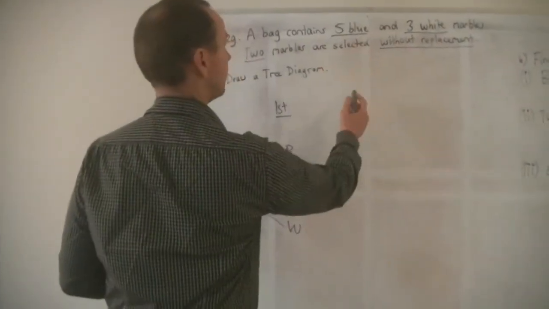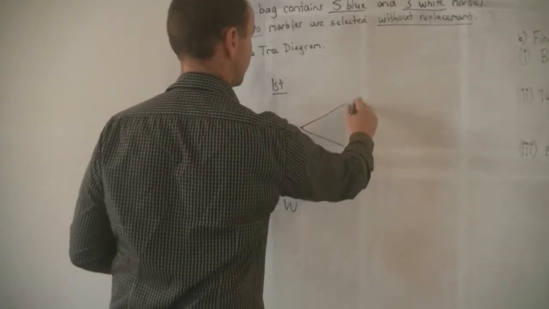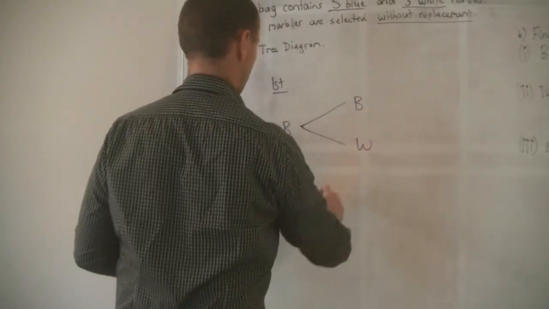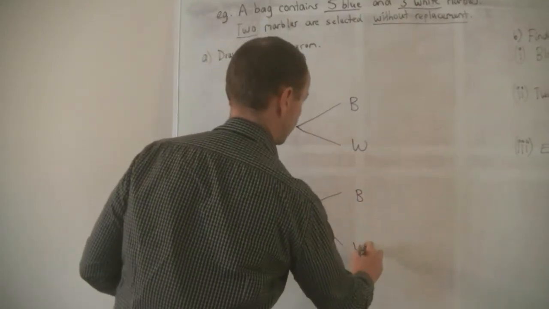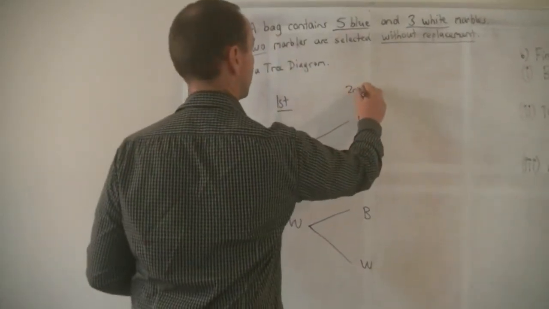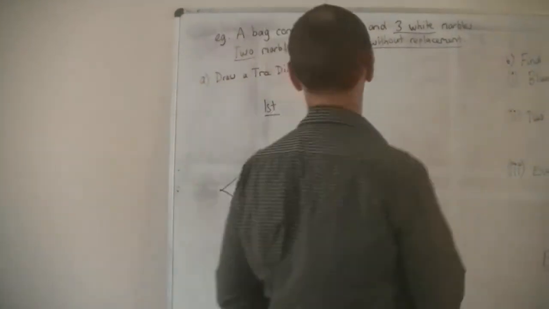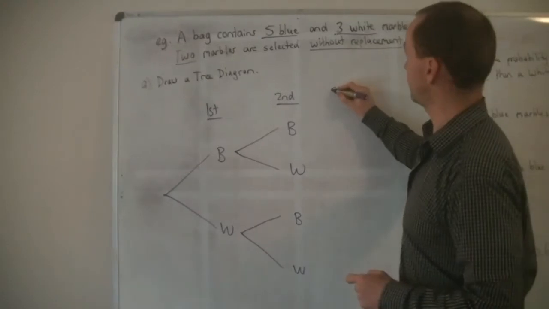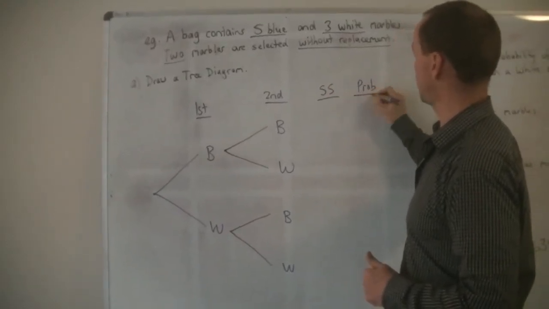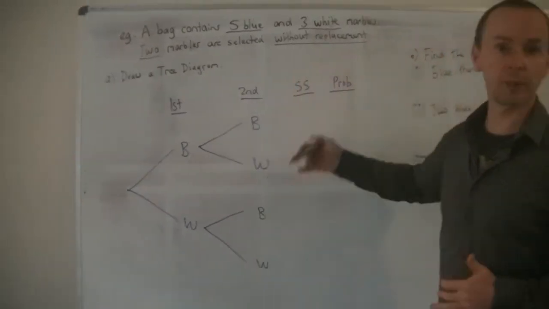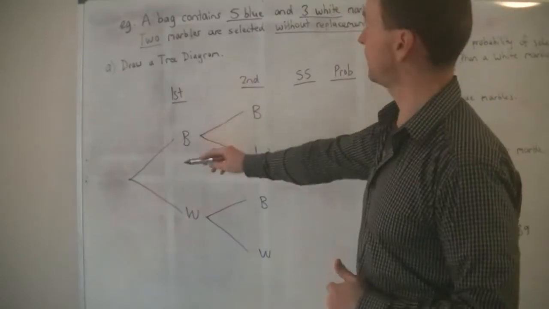Okay, now the second event, if we pick the blue, we can pick a blue and a white again. So not many options there, just blue and white. And if we've got a white, we can still get a blue or a white. So that's the shape of our tree diagram, that's our second event. See, it's nice and vertical, so I've done a good job. Alright, and we do our next column, which is sample space. And then our next column is probabilities. So we always do that, just so we can answer all the questions at the end. Alright, now let's have a look, put some probabilities in.